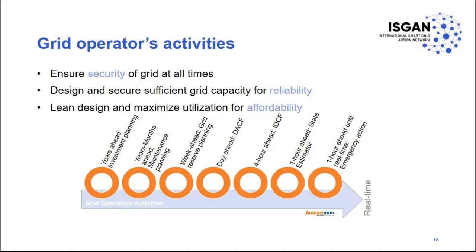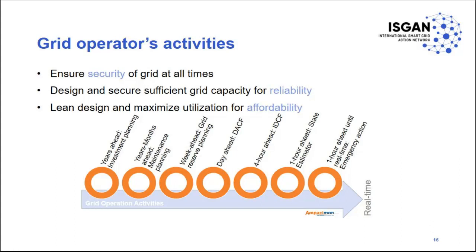To achieve these core mandates, the grid operator has an intricate chain of activities which are carried out on a rolling basis. This is what I show here. It starts from long-term planning, years or even decades ahead, based on future scenario projections to decide which power lines and substations need to be upgraded, replaced, or new ones created. Once the assets are built, they need to be maintained in tip-top condition so that they are available when they're needed. Therefore, the next activity is asset management and maintenance planning, which starts years to months ahead.